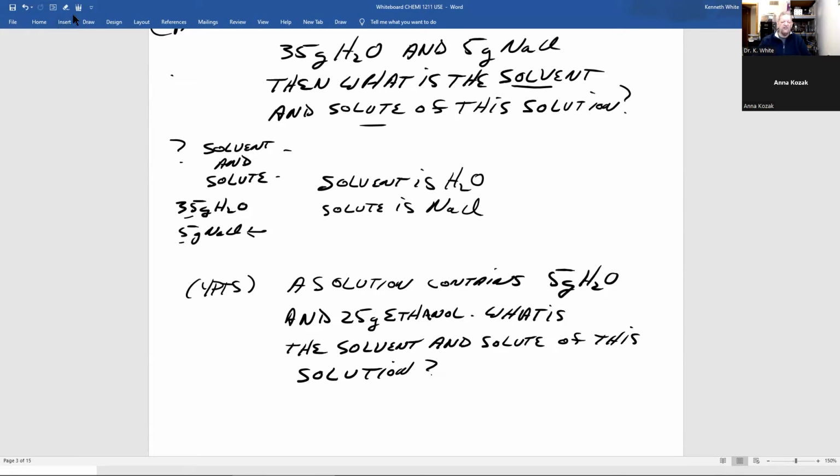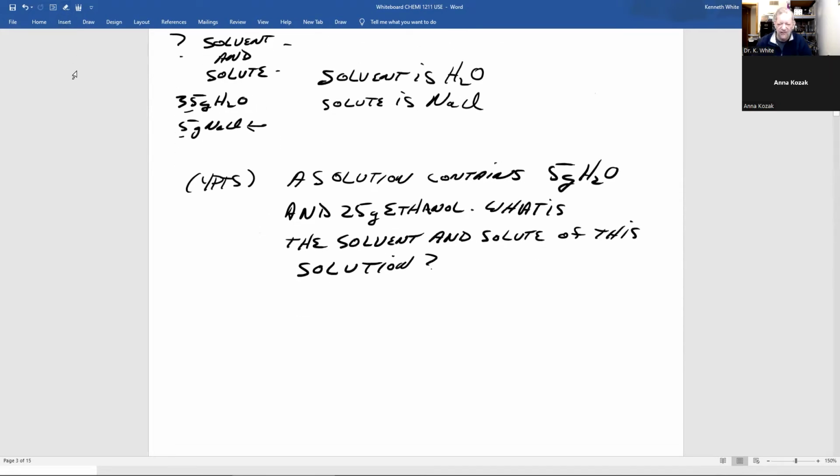All right, let's do this stepwise. A solution contains 5 grams (G is grams) of H2O. I hope you know by now that's water, and 25 grams of ethanol. What is the solvent? What is the solute of the solution? And I'll help you out. Why don't you write here first? What are you being asked to find? What are you given? And then give me a thumbs up when you've done that.